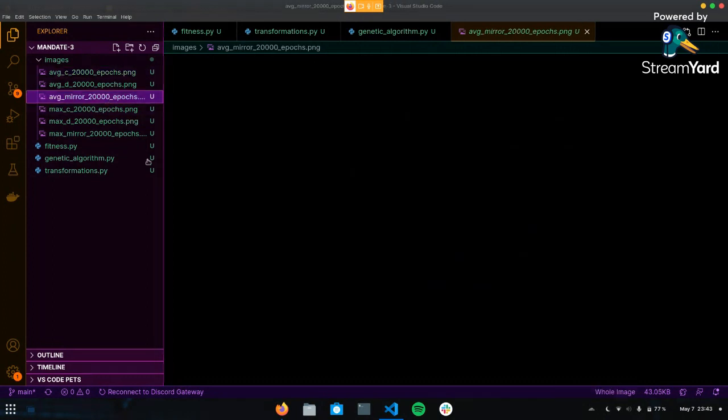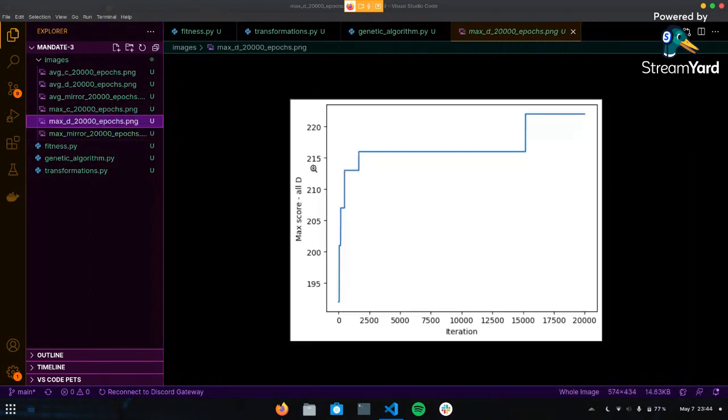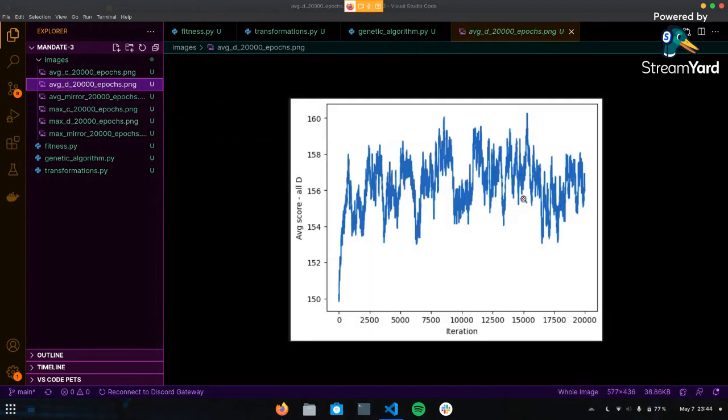Next, this was the mirror one, which I just showed. And we also have max mirror, which also keeps on increasing. We can also compute the percentage accuracy at this point because the maximum will be 3 times the gene size. Next, you have max D. You can see this has also been increasing. What I found very interesting is it increases in steps, as you can see. And average D also fluctuates, but has a peak around 15 to 16,000 epochs, somewhere around here. So those were the results of this.